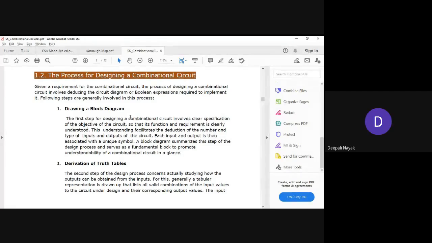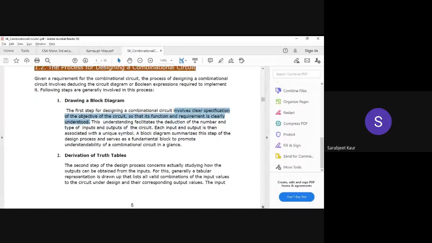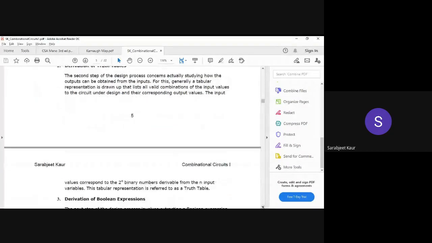Yes, ma'am. Right. So you can see that its function involves clear specification of the objective of the circuit so that its function and requirement is clearly understood. This is the main function of a block diagram. Okay? Yes, ma'am. Next step, derivation of truth tables.